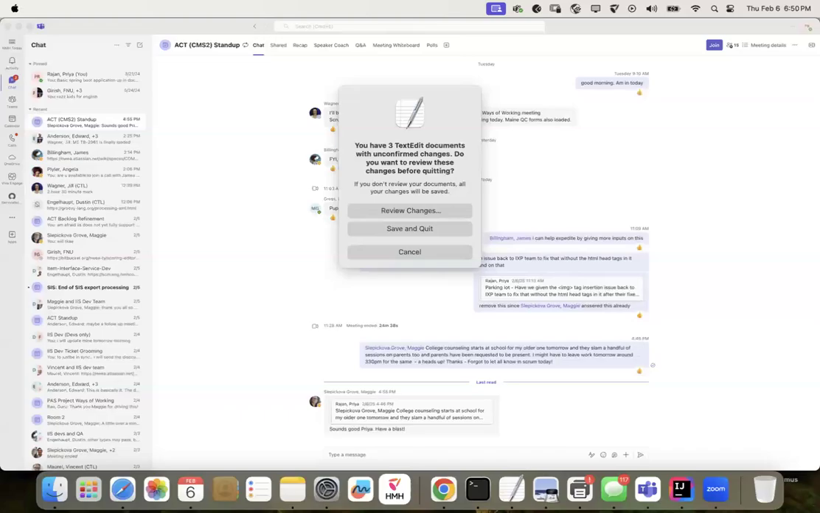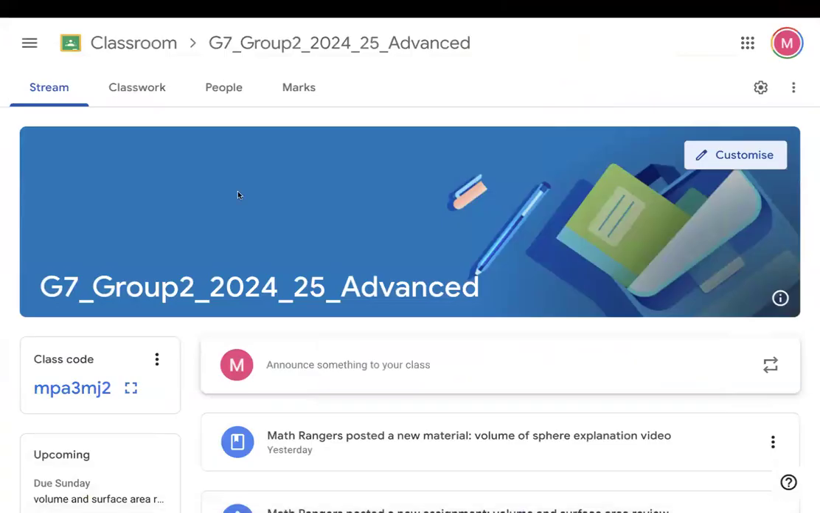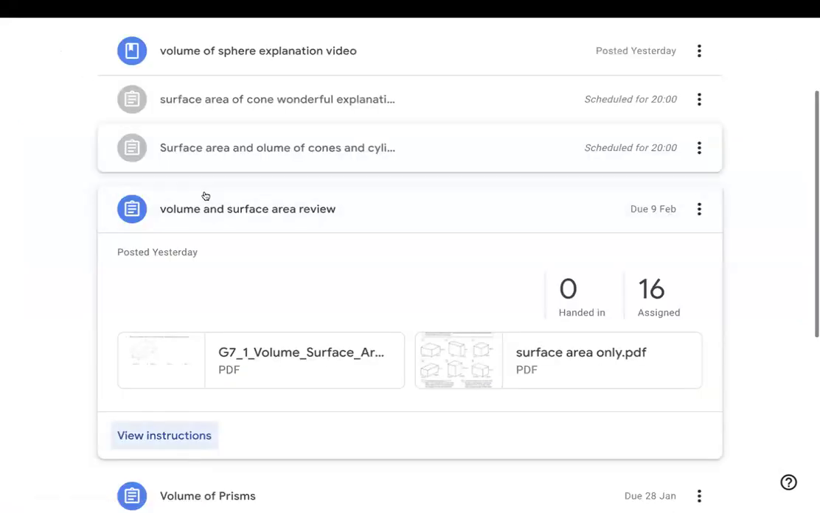I got it. Okay, so let me move on to the Google Classroom. I just want to show Hannah at least how to do the homework. Hannah, are you seeing the board? Yeah. Okay. On the board, you have to look at it: today night it's scheduled for 8 o'clock. So these two will be posted as homework.